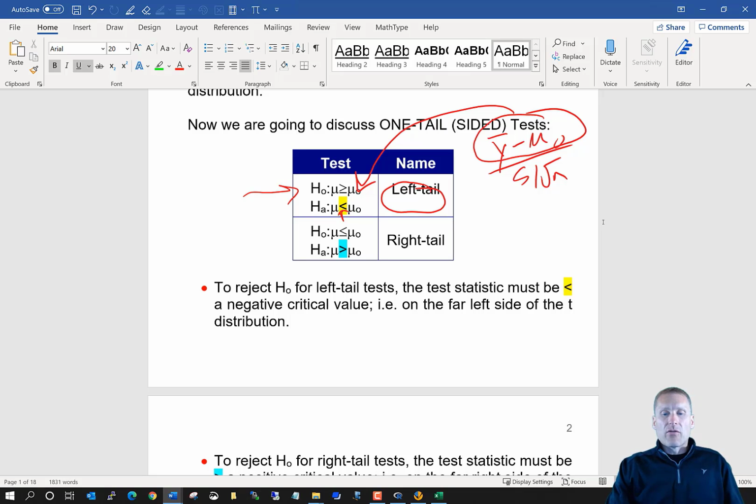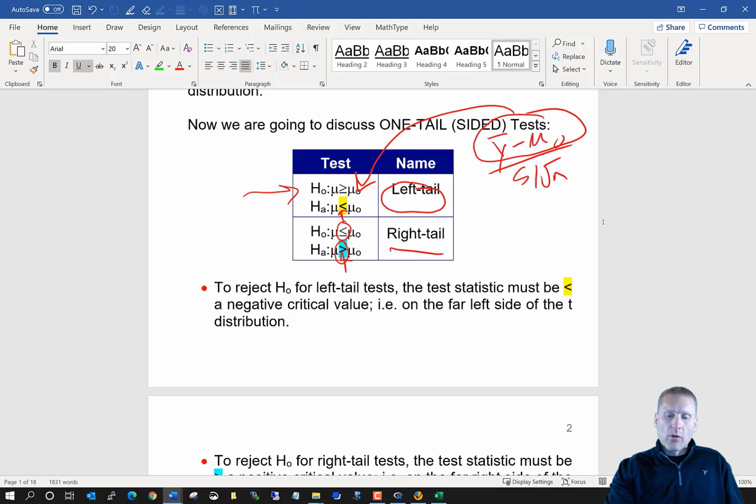Now we could also have right-tailed tests. Right-tailed tests are exactly the same as above, but we change these inequalities around. So we have less than or equal to as H0. We have greater than for HA. Right-tail: inequality signs pointing to the right.